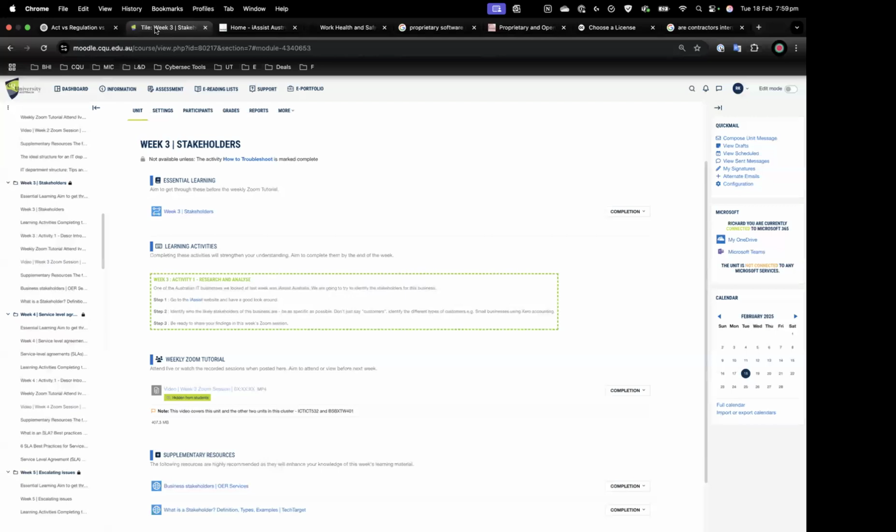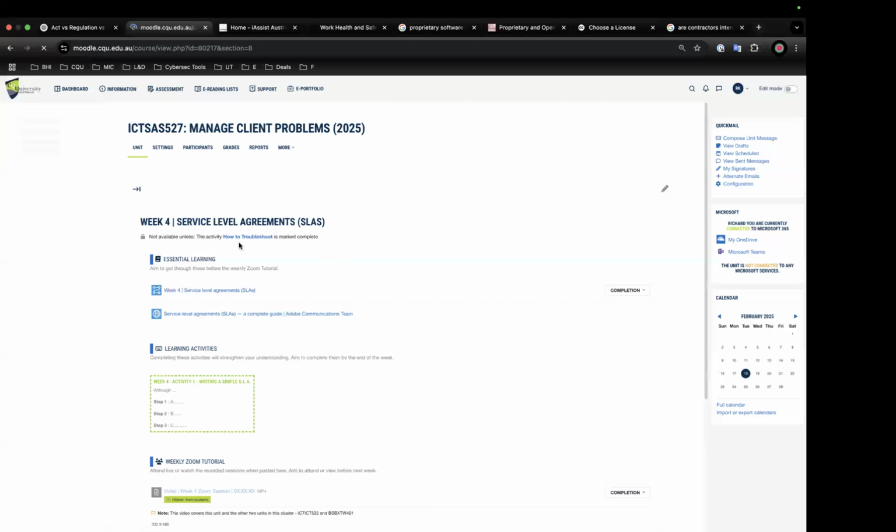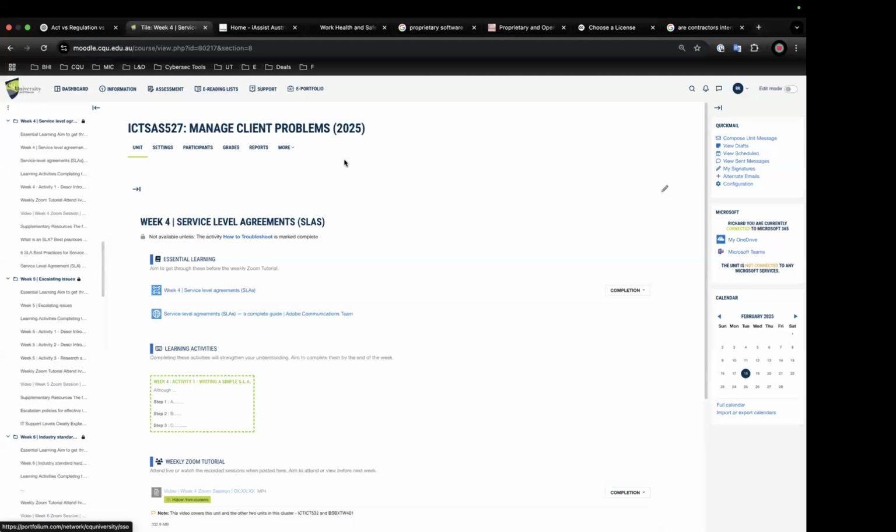Next week we'll look into week 4. Again, just make sure for next week you've reviewed the essential learning and learning activities for each of the individual units that form the cluster, and then we'll reconvene and discuss your findings from that. If you have any questions throughout the week, just feel free to message me or message in the Teams channel, and someone will be able to help.